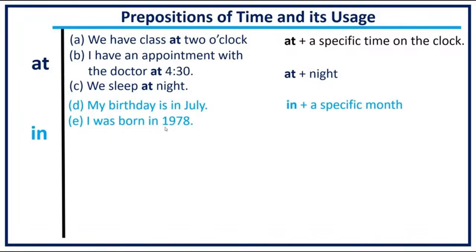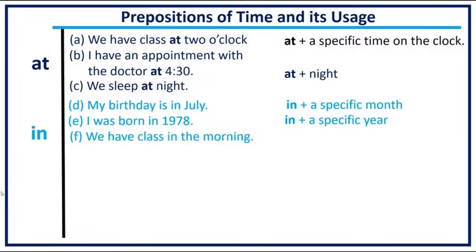As you can see here, we have here the year. So, in plus a specific year. So, second usage of a preposition of time "in" is the year, specific year. In 1978, in 2020, in 2023. I was born in 1965.